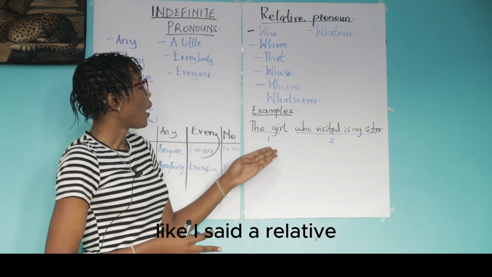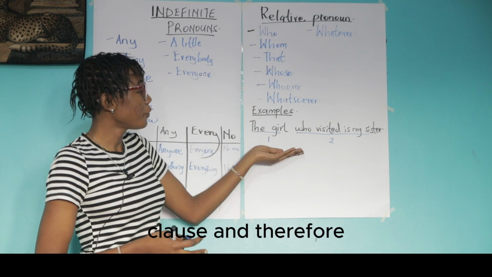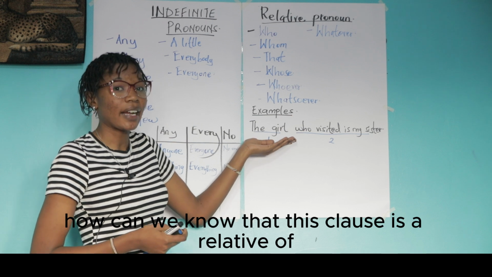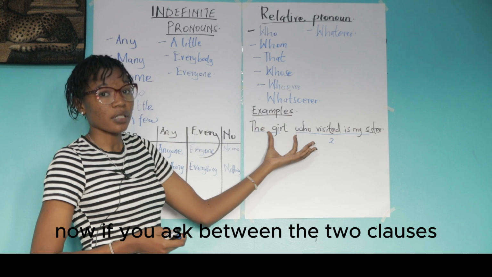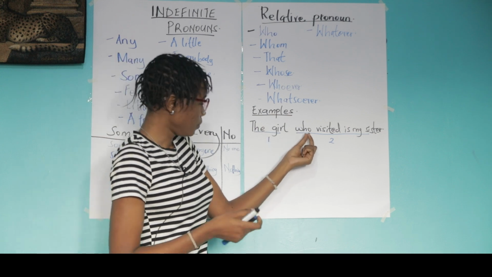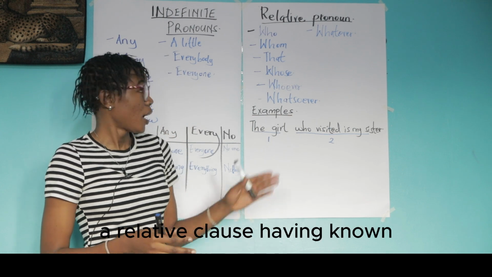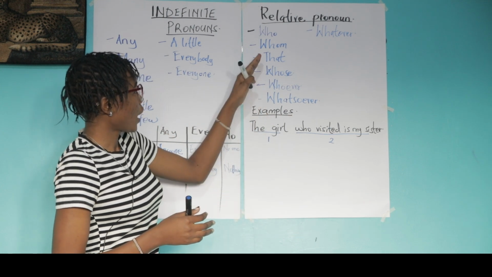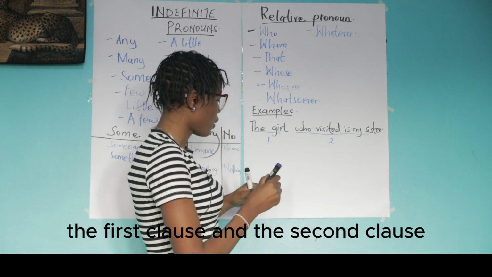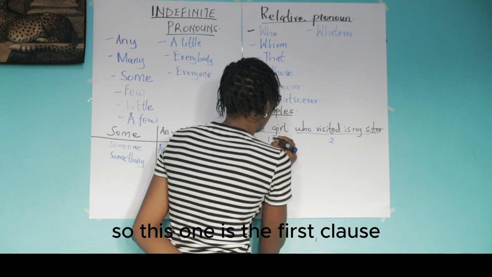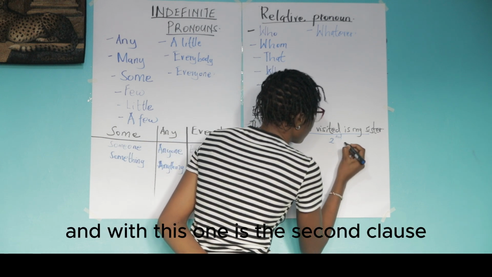Like I said, a relative pronoun introduces a relative clause, and therefore, how can we know that this clause is relative or this clause is not? If you ask between the two clauses which one is relative, the one that starts with a relative pronoun is the relative clause. Having known how we can use relative pronouns, we now know the difference between the first clause and the second clause. This one is the first clause, and this one is the second clause.